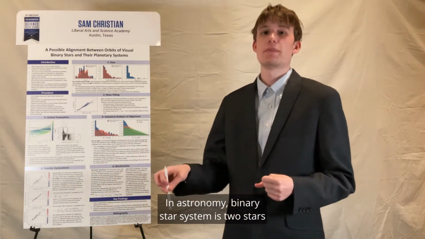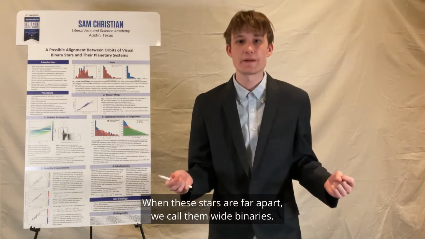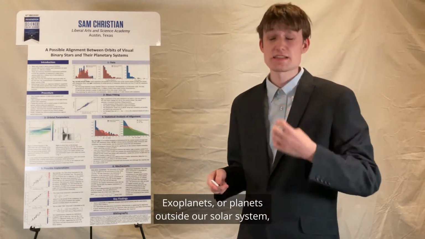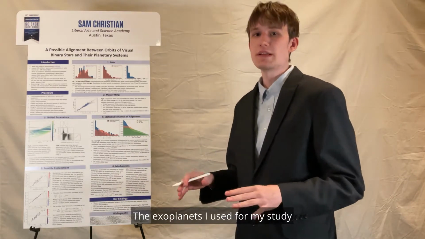In astronomy, a binary star system is two stars that orbit around each other. When these stars are far apart, we call them wide binaries. Exoplanets, or planets outside our solar system, can reside in these wide binary systems. The exoplanets I used for my study are from the TESS satellite.